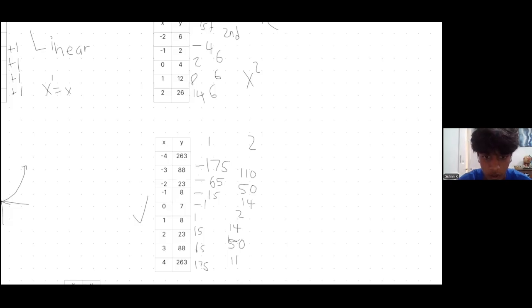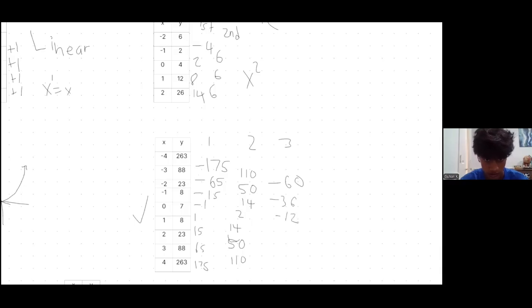So this is greater than quadratic. Now let's keep going. All right, this is our third column, our third difference: negative 60, and then 14 minus 54, so negative 36, negative 12.